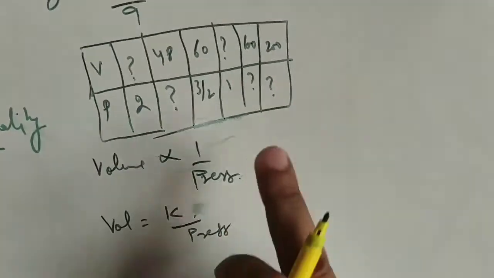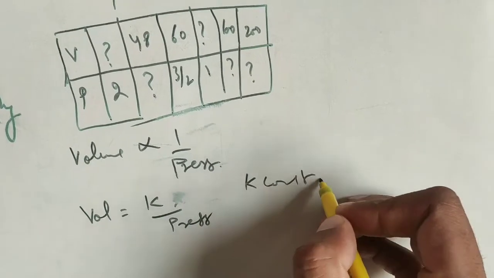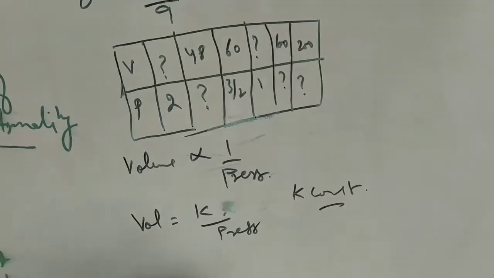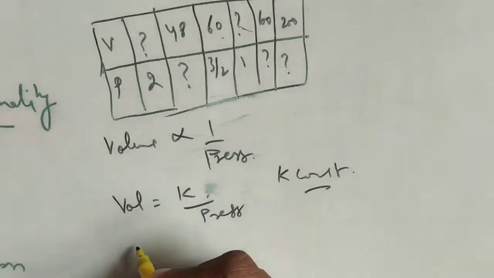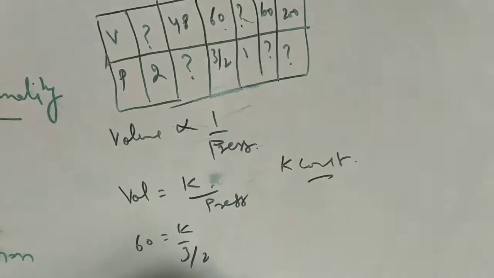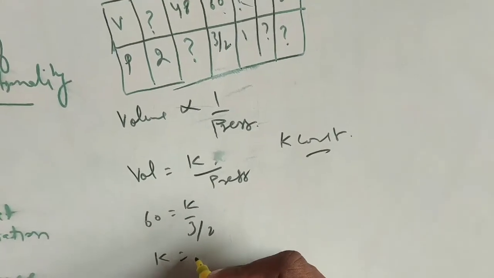Yes, K is the constant of proportionality where K is constant. Volume is equal to K divided by pressure. So now put the values. In this part we know both the values, 60 and 3 by 2. So we put 60 is equal to K divided by 3 by 2. So now we can get the value of K.